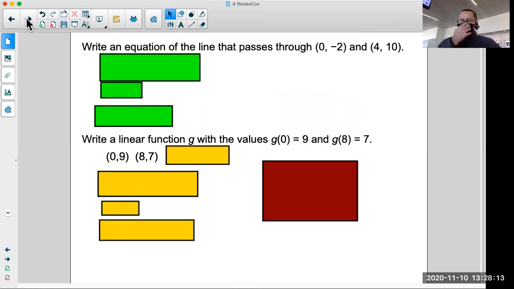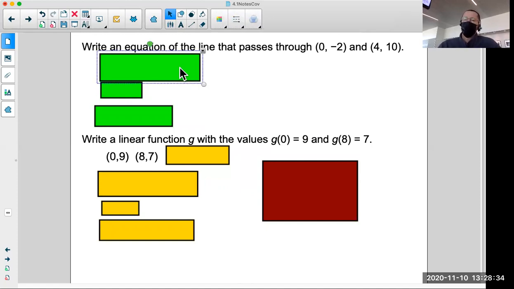Okay, so now I want you to write an equation of the line that passes through those 2 points, or coordinates, the points that have those coordinates. Notice that one of the points is what? Yeah, it's a y-intercept. Now you might be thinking, well, what do I do if that's not the case? Well, that'll be in our next lesson.